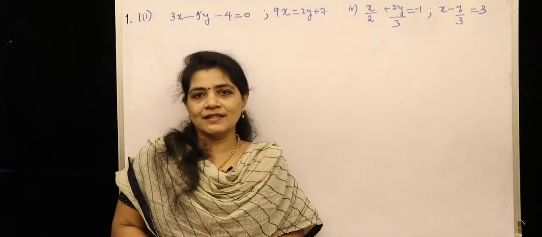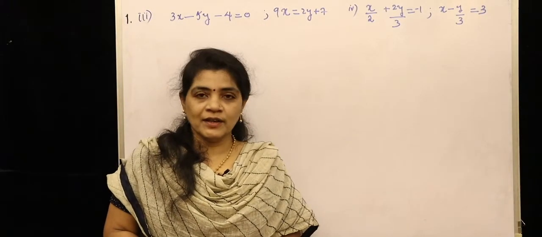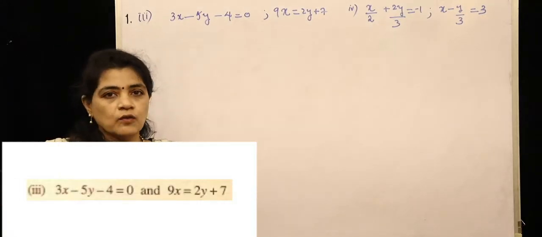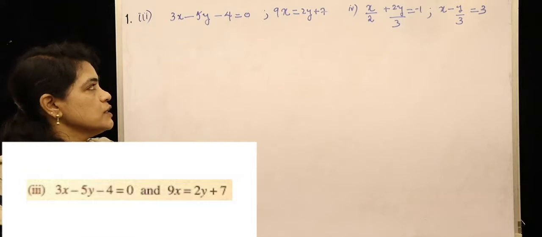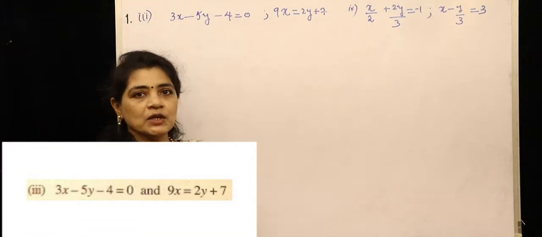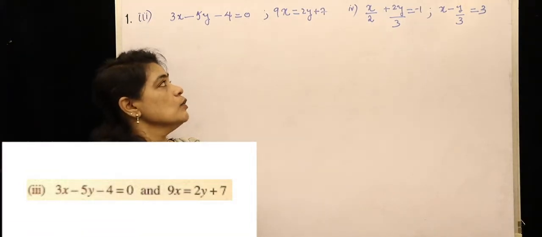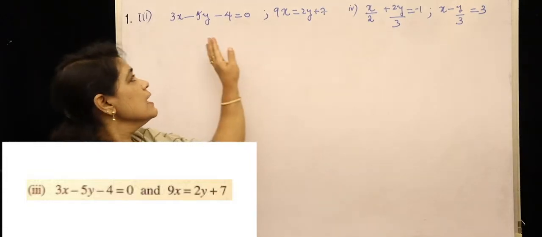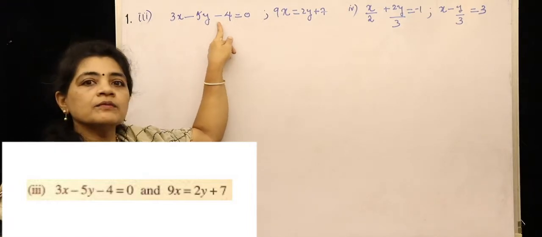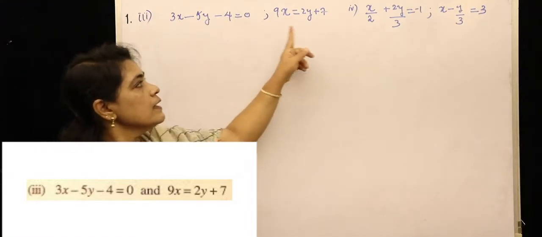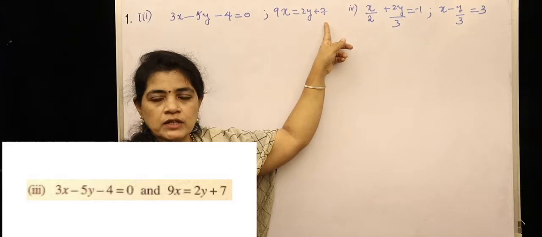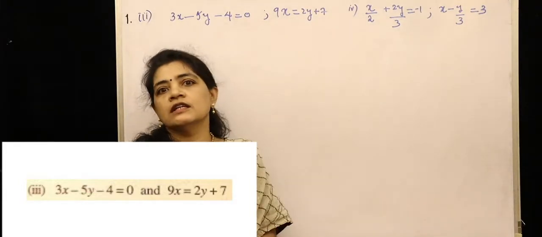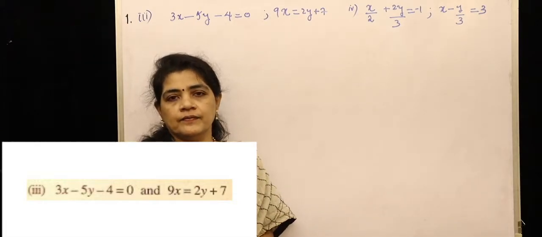Now the third sub question. This is another very important problem. Let us see, children. So 3x minus 5y minus 4 equal to 0. And in the second equation, 9x is equal to 2y plus 7. See children, here the constant term is in the LHS. But in the second equation, not only the constant term, the variable y term as well as the constant term is in the RHS.